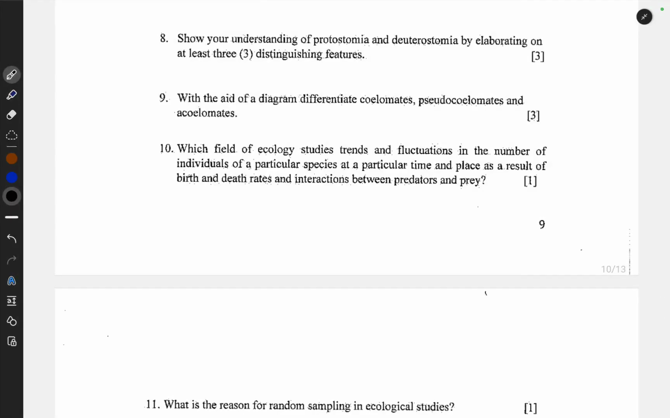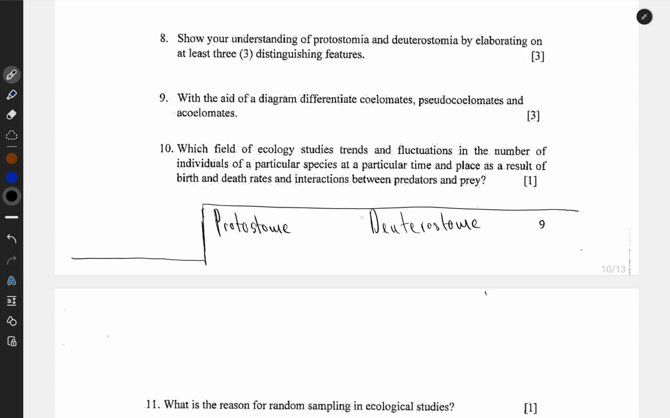All right, so number 8 is now saying show your understanding of protostomia and deuterostomia by elaborating on at least 3 distinguishing features. So 3 important distinguishing features. So I'm going to say here protostome, and here I'll say deuterostome. Now we are putting the 3 distinguishing features. Let's have them. So I'll put it as a table, right? We will have our 3 distinguishing features, nice and easy.